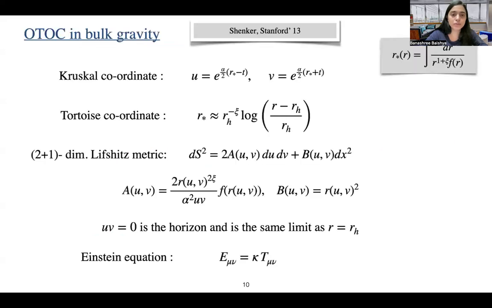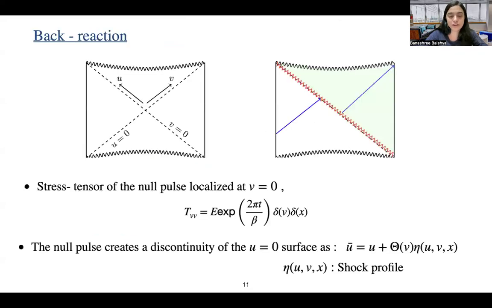For this OTOC computation, we go to the Kruskal coordinates and write the Lifshitz metric in these coordinates. And here, u equal to 0 is the horizon. Now when you release a particle asymptotically at the past boundary, the observer who is at the t equal to 0 slice will see the energy of the particle exponentiating. So we can write the stress tensor of the null pulse, which will be localized at u equal to 0. And because of this null pulse, there will be a discontinuity at the v equal to 0 horizon, and we can write this discontinuity in this way.